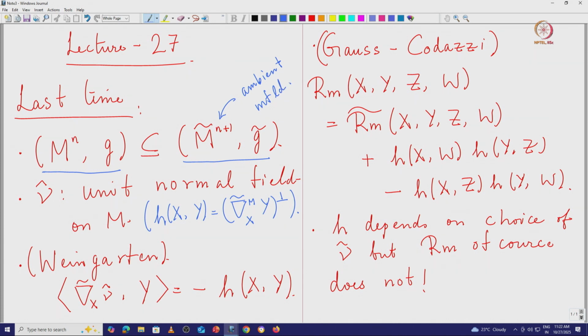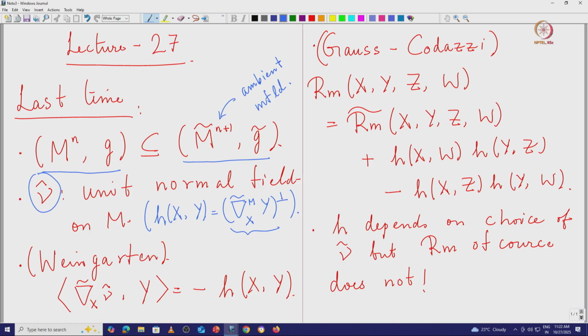Then the standing assumption was that M is two sided inside M tilde, which means that I can always choose a smooth unit normal vector field on M, which I will denote by nu hat. So corresponding to our choice of nu hat, we had the second fundamental form, which is essentially the covariant derivative in the ambient space, the covariant derivative of Y in the direction of X projected orthogonally to the normal part. So we take the normal projection of the ambient covariant derivative of Y with respect to X.